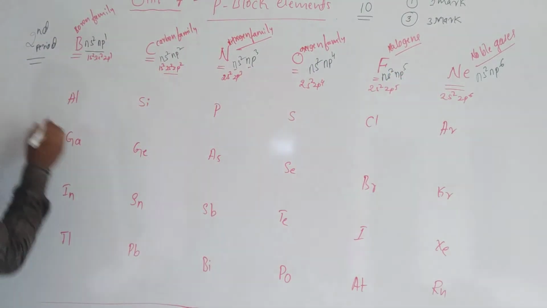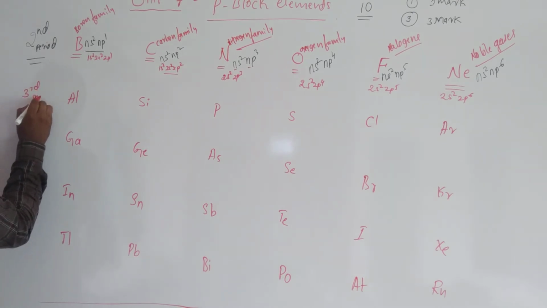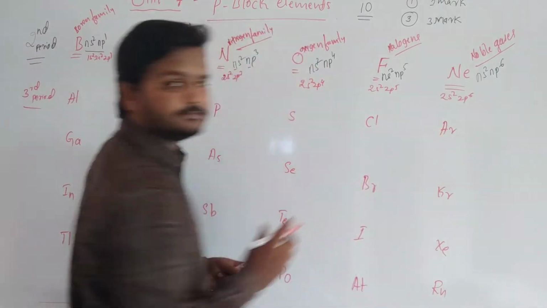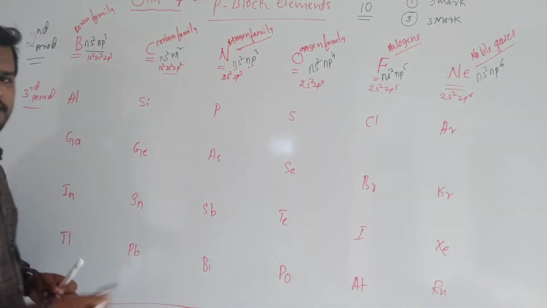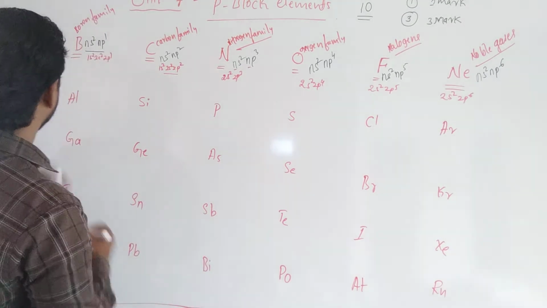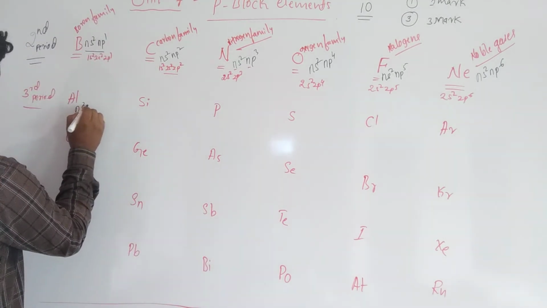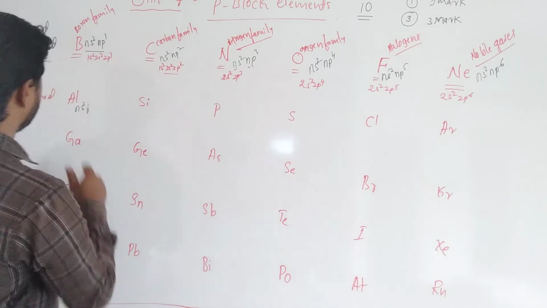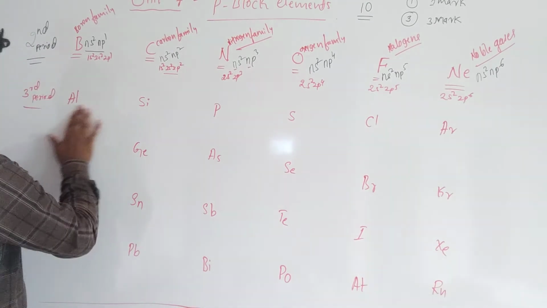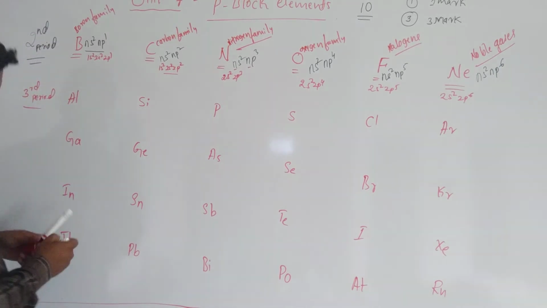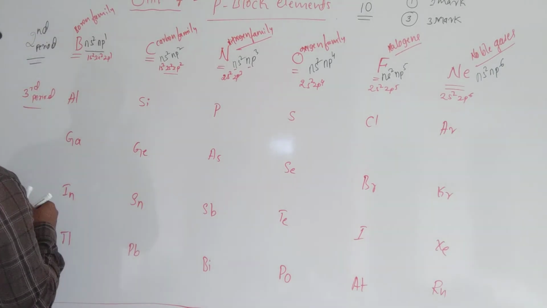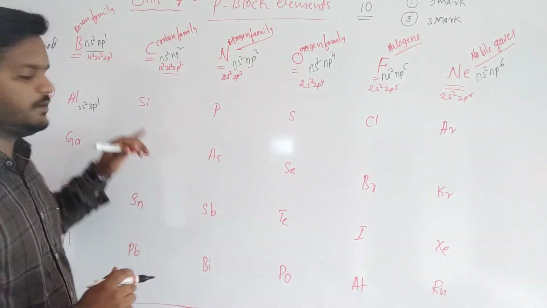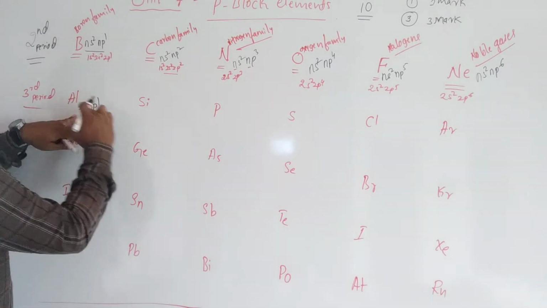And next one, third period elements. Third period elements are aluminium, silicon, phosphorus, sulfur, chlorine, argon. Then write their general outermost electronic configuration: ns2 np1. Here n is the principal quantum number, and for the third period element, n is 3. So the general outermost electronic configuration of aluminium is 3s2 3p1.